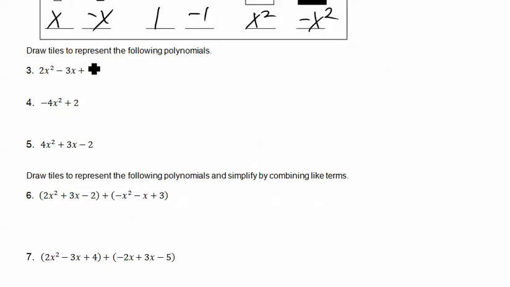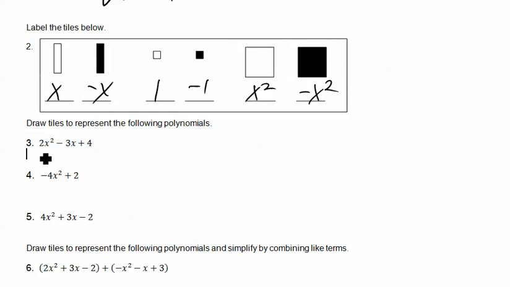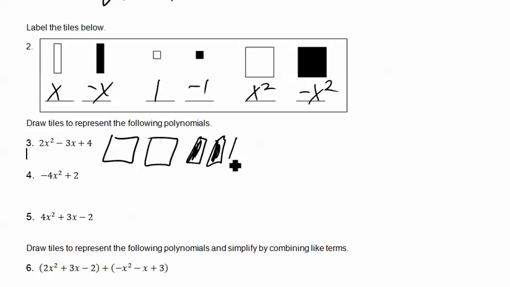So to draw one of these, all we do, let me scroll back down here, is we would do 2x squares, which are these open squares, minus 3x, which is the same thing as adding 3 negative x's. So we color that in. Plus 4 ones. Alright, so we'll let you do the rest of those.